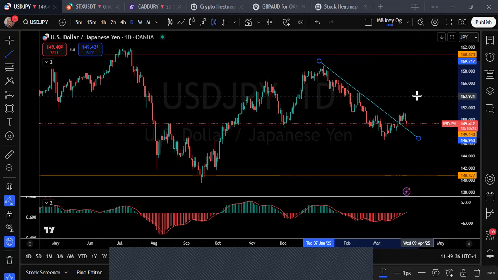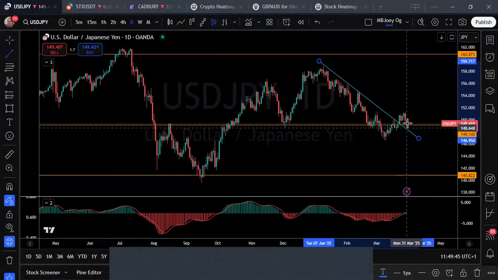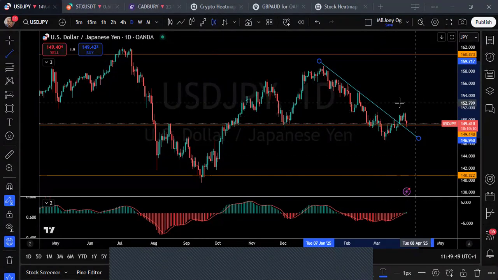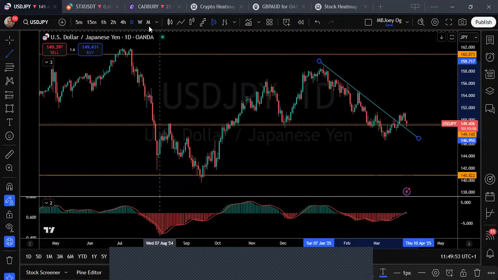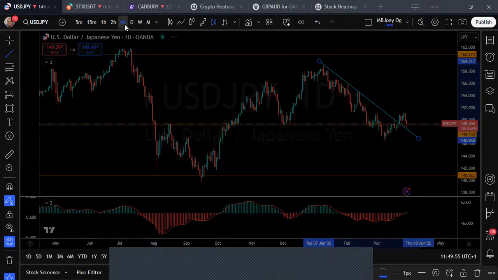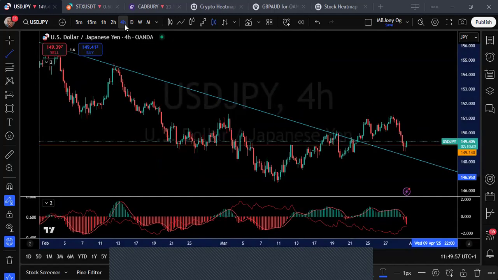It is attempting it. We cannot say it is done fully yet until we start seeing signals of price going up. So we've gathered some information here. And then you want to come to the lower time frame, that's 4 hours, to look for reasons if price is going to continue upward or if price is going to just continue lower.